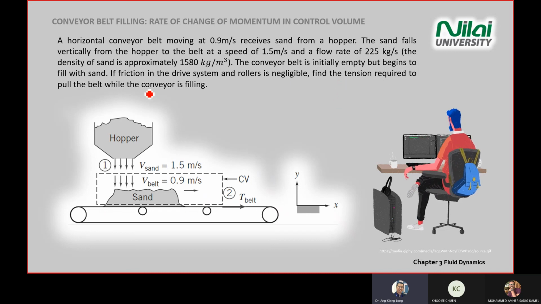We need to find the tension required to pull the belt while the conveyor is filling. So we need to find the force that is able to move the sand. Having said that, we need to find the mass on the conveyor belt so that we can pull the conveyor belt with the correct tension.